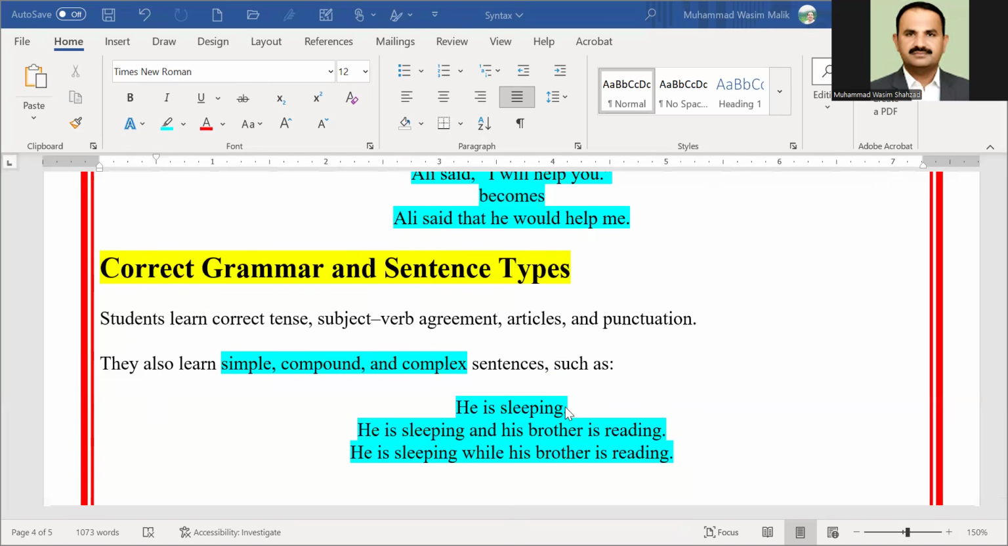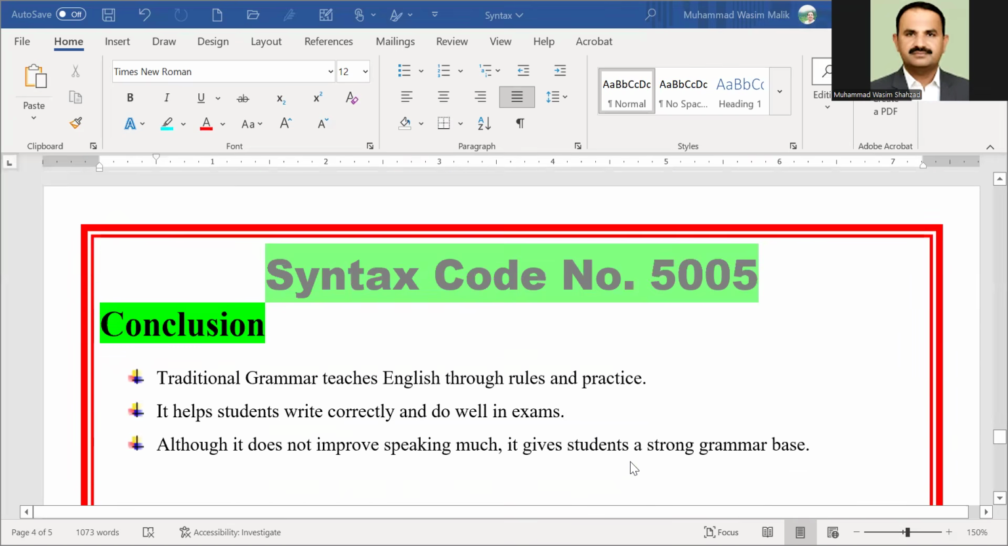He is sleeping, that is a simple sentence. He is sleeping and his brother is reading, it's a compound sentence. He is sleeping while his brother is reading, it's a complex sentence.